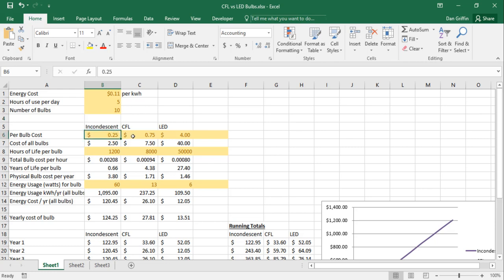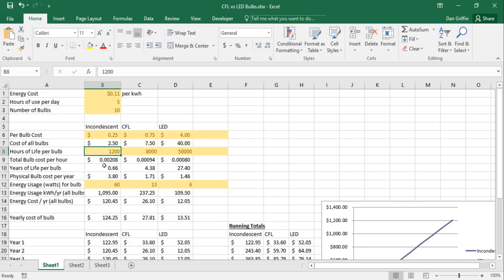Now let's set up the three options for bulbs. You have incandescent bulbs. I've got those set at about 25 cents each to purchase. Compact fluorescents, CFLs, are about 75 cents, and a good LED bulb is about $4. Then, of course, it'll just multiply those by how many bulbs we said we were going to buy. In this case, we said it was 10.